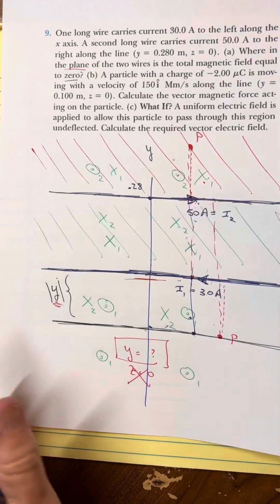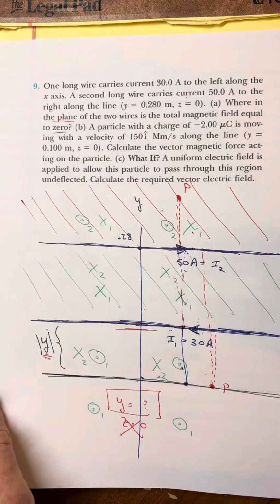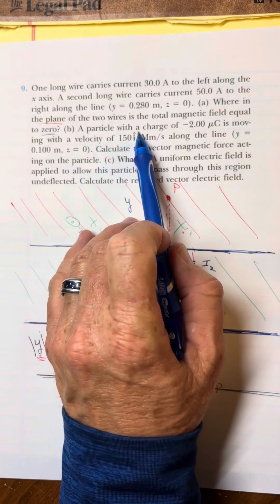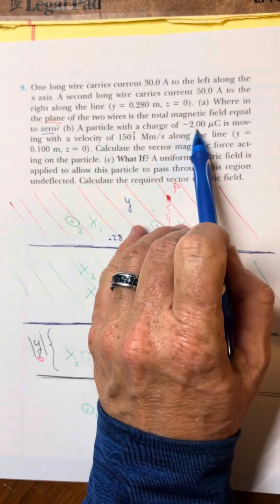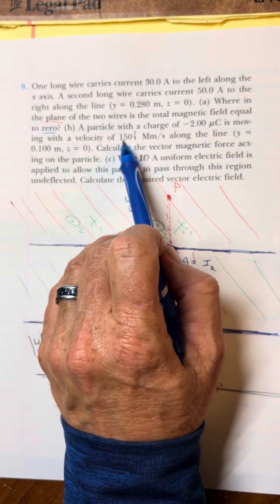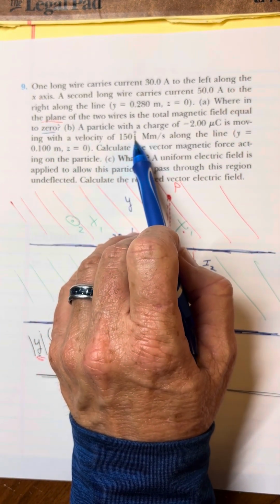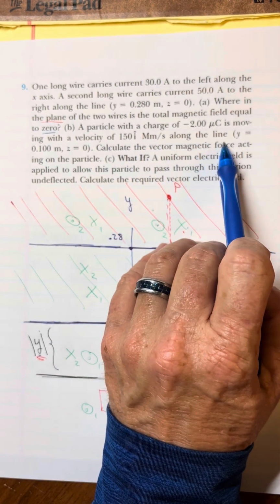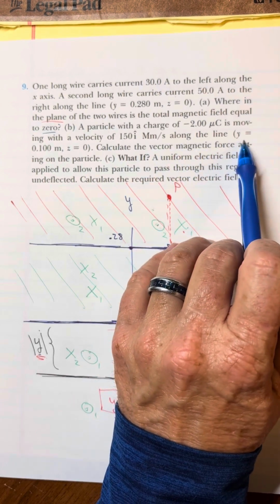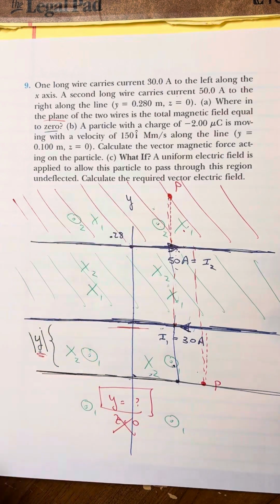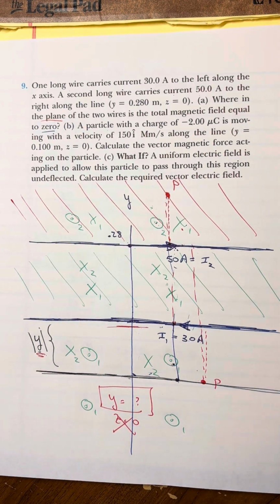down here. Okay, now let's keep going here. It says a particle with a charge of negative 2 microcoulombs is moving with a velocity of 150, and this is in the x direction, and this is mega meters per second, along the line y equals 2.1. All right, well, let's see. Do I have any other different colors I can use to represent it?